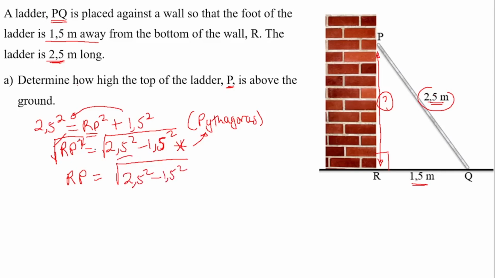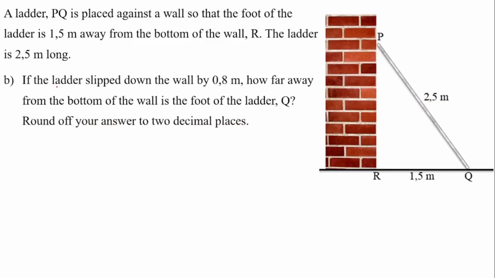Then you can put this whole thing in the calculator as it is, okay? And then must get that your RP is equal to 2 meters. It means the height here is 2 meters, right? B, if the ladder slipped down by 0.8 meters, how far away from the bottom of the wall is the foot of the ladder? They say the ladder slips down by 0.8 meters, right?